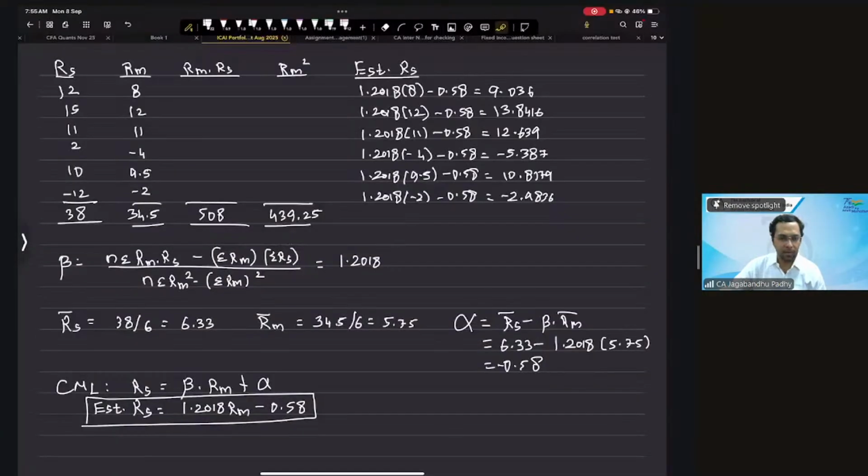Let me come back to my original screen. Our actual return was 12 and the estimated return is 9.036. Do we find any error happening over here? What is the error? How much is the error, guys? We estimated it to be 9.036, but the actual return is 12. So what is the amount of error that we have?